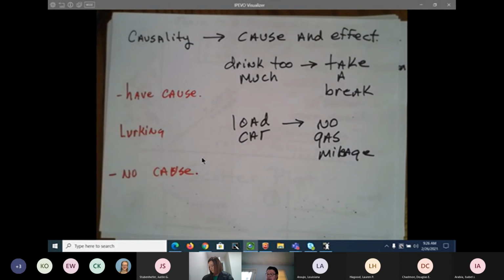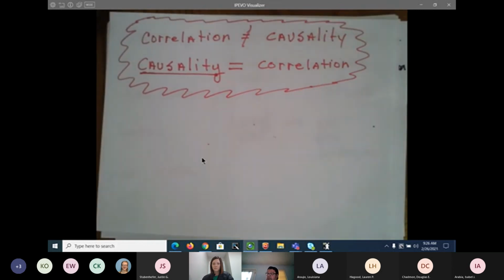Now, I'm going to give you another test question right here. I'm giving you these test questions left and right. Here's another test question. Write that down. It's one of the rules of probability. Correlation does not equal causality. And you can use these words to impress people, make you think you're smart. Correlation does not equal causality, but causality equals correlation.